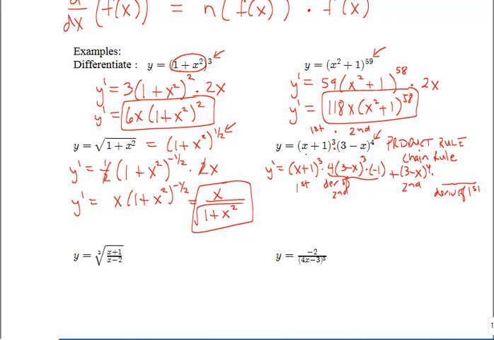So the derivative of the first, right here, has an outer function 3. So we bring down the 3, subtract 1 from the power, what's inside stays inside, times the derivative of the inner function. And the derivative of x plus 1 is just a 1. So we have first times derivative of the second plus second times the derivative of the first.